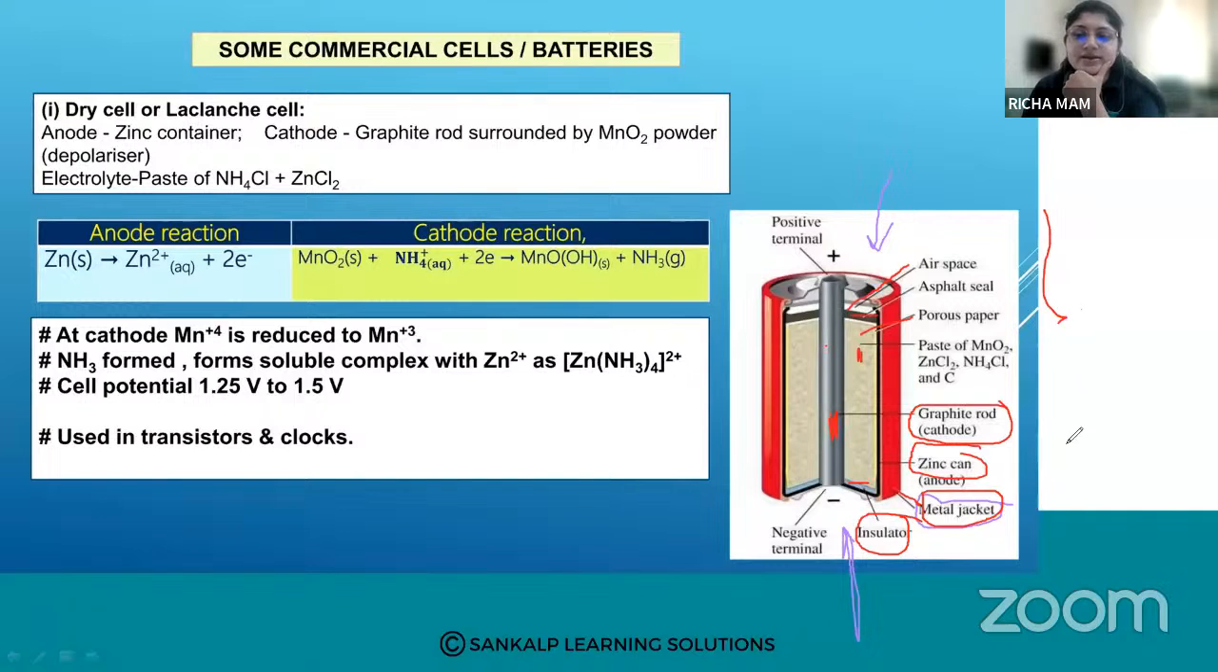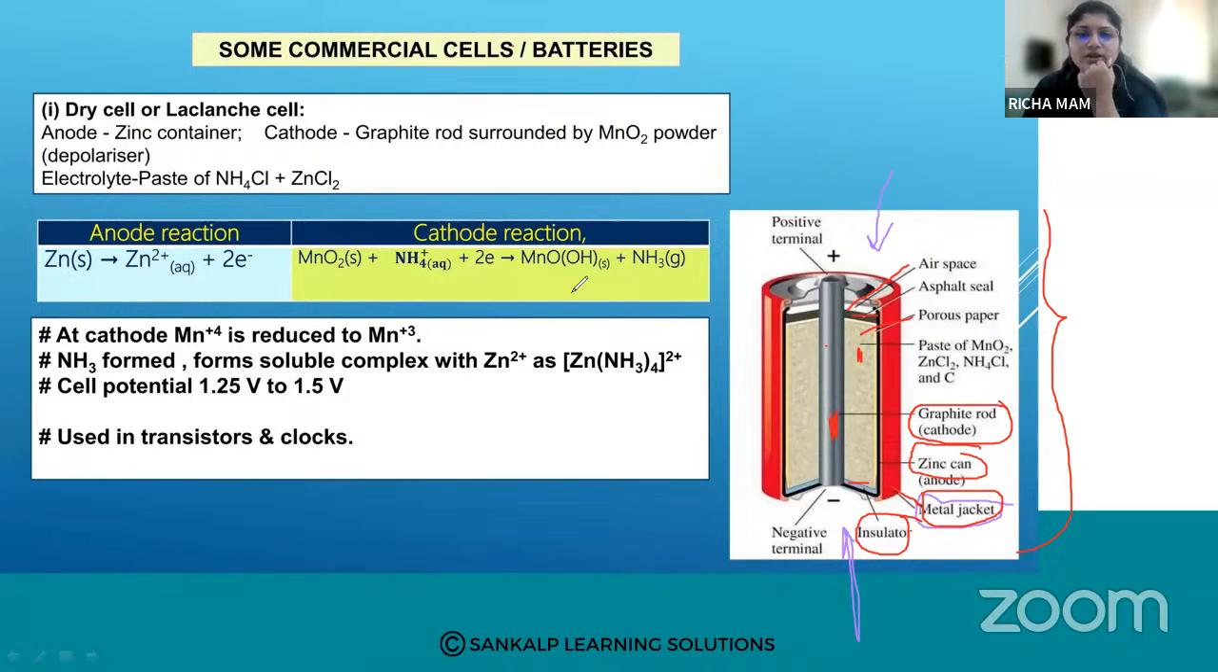So this is the diagram, how it is represented. This is your dry cell, how inside the parts are present and what all is filled inside. What are the different chemicals, the electrolyte, and the cathode and anode reactions, that we are seeing now. What is a cathode? Cathode is a graphite rod. What is an anode? Zinc. The zinc can acts as an anode.